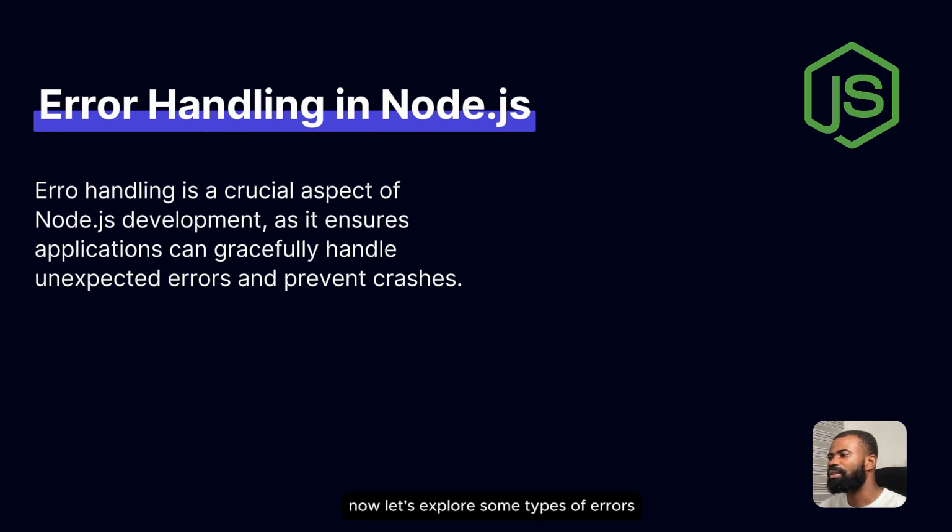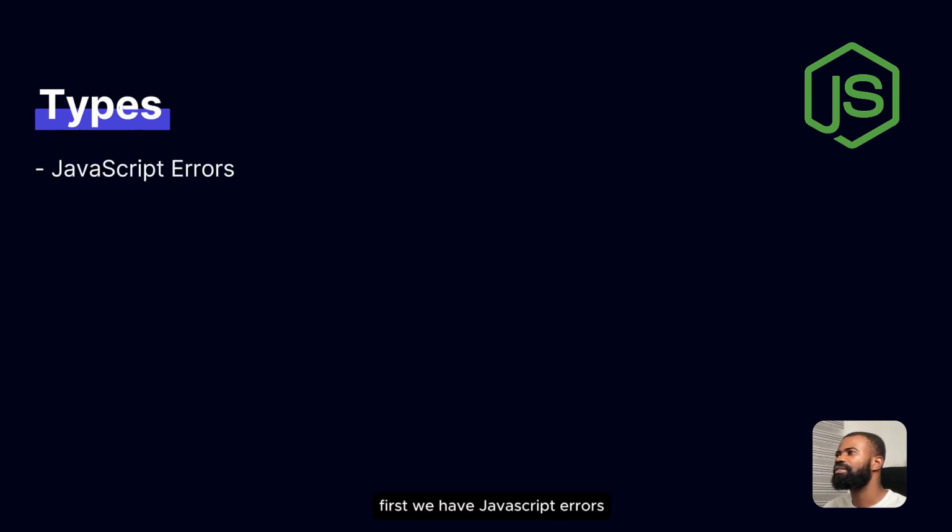Now, let's explore some types of errors you may encounter while working with Node.js. First, we have JavaScript errors. JavaScript errors occur due to programming mistakes or unexpected conditions in the code. These errors include syntax, type, reference, or even runtime errors, such as dividing by zero or accessing undefined variables. So these kinds of errors are basically categorized under JavaScript errors.